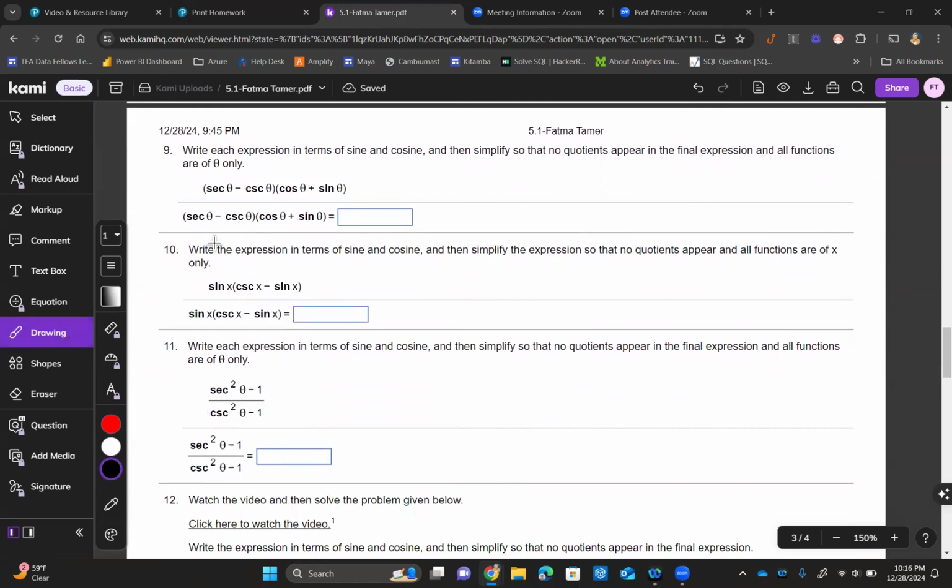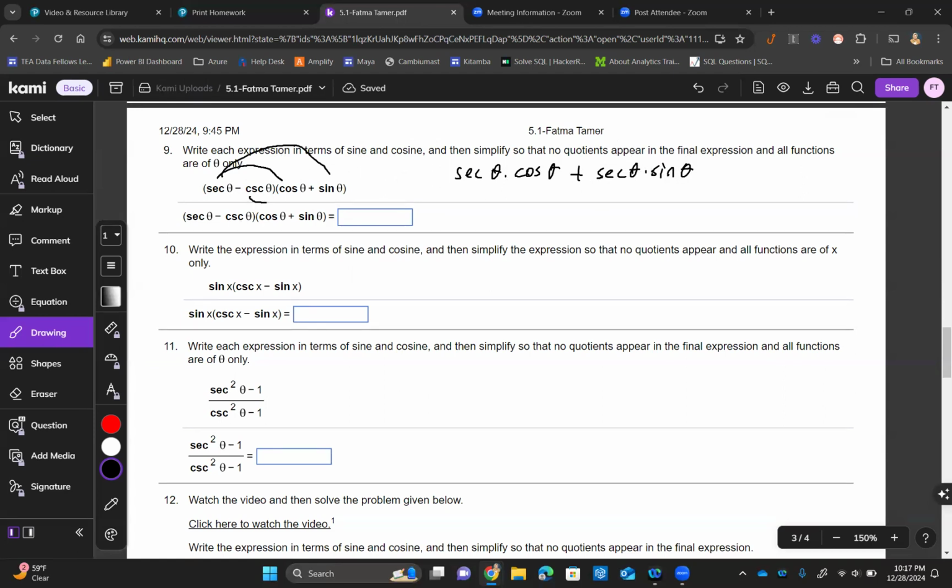Now for question 9, we will be simplifying this expression. Write each of the terms in terms of sine and cosine, then simplify, so no quotients appear in the final expression. Okay, so let's not listen to them. Let's first FOIL, then simplify. So secant of theta times cosine of theta. That's the first thing I'm going to get when I go ahead and distribute it. And then secant of theta times sine of theta.